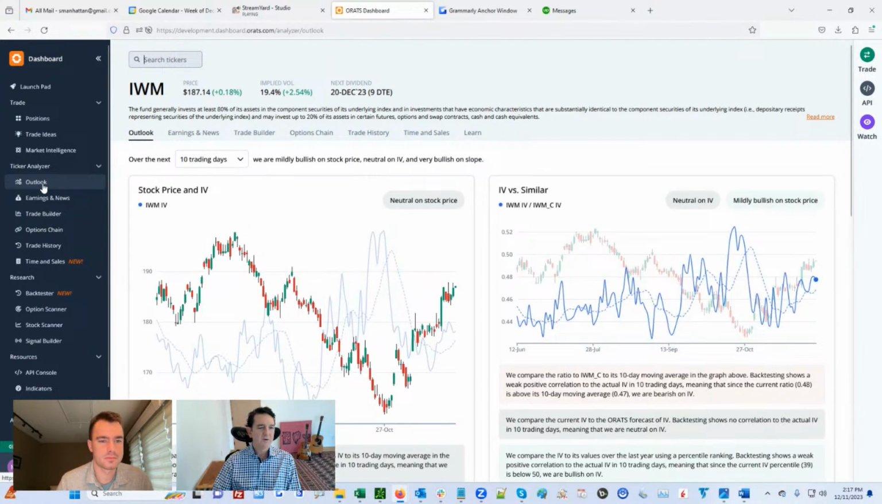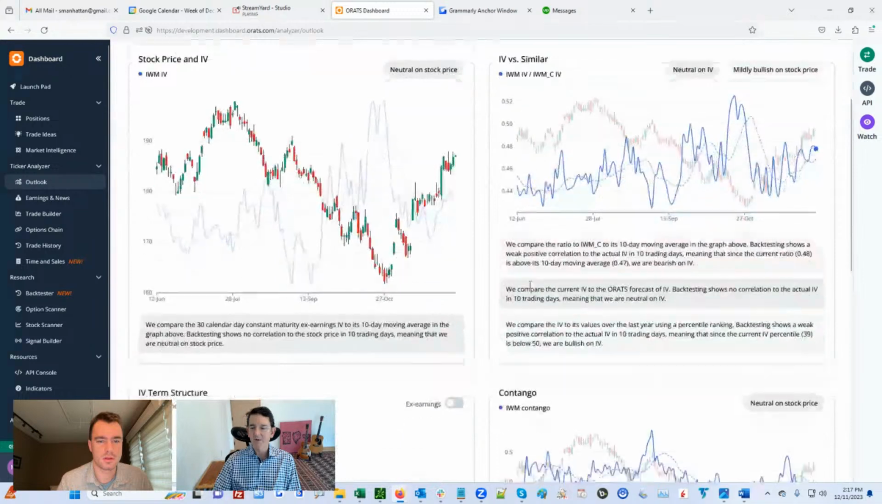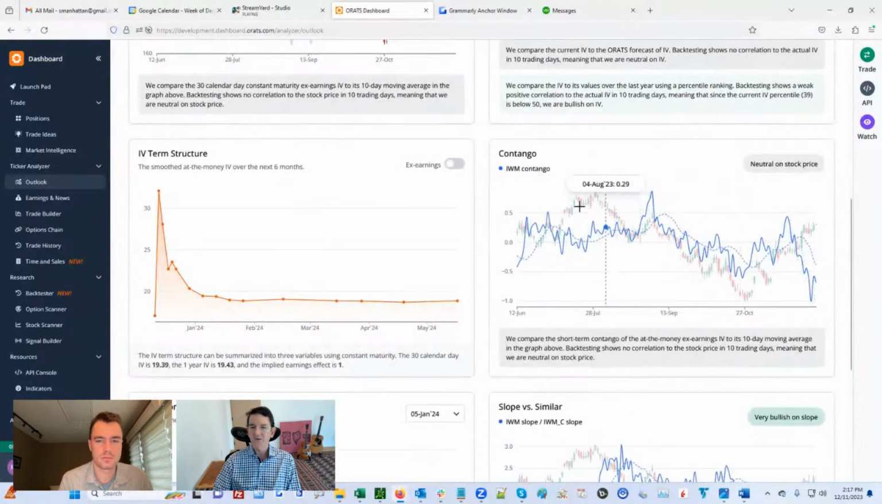Why don't we go find, just like we found IWM, because IWM has a certain contango. Right now in the market there's a very steep contango. Actually, the contango is going down. So let's explain the definition of contango. Contango is how much the front months are below the back months.